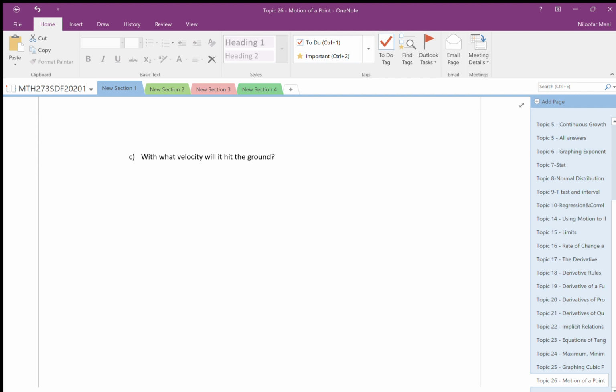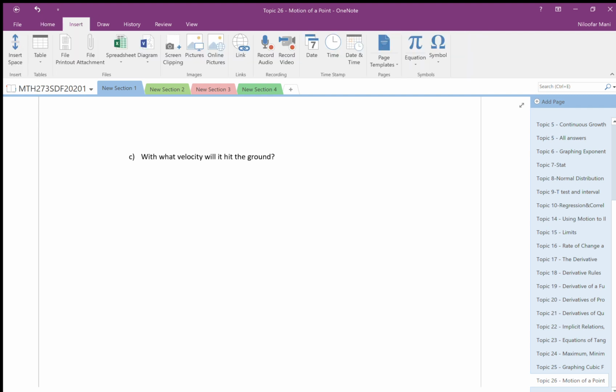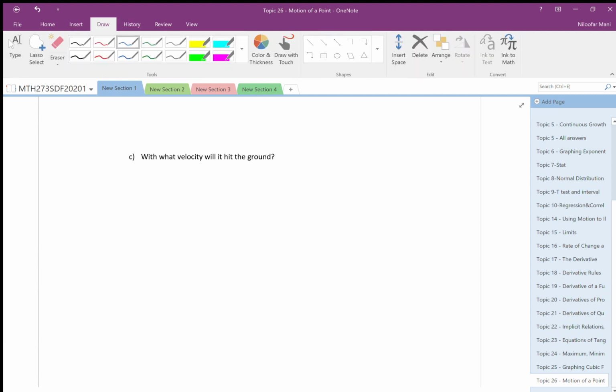So with what velocity will it hit the ground? Okay, so what does this mean? It means at that time that it hits the ground, which is t equal 5. Sorry, t equal 5, so 5 seconds, we found it.